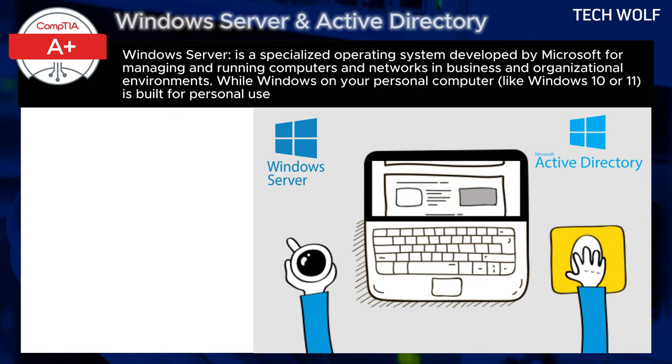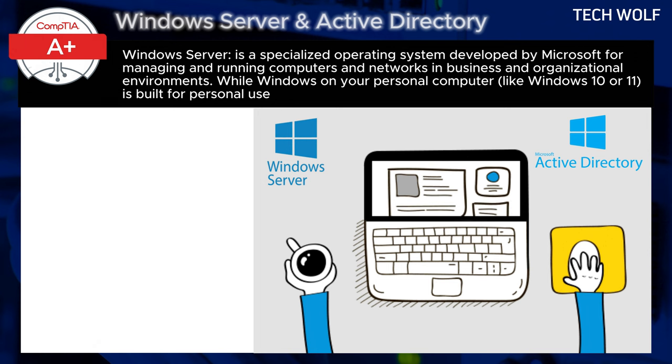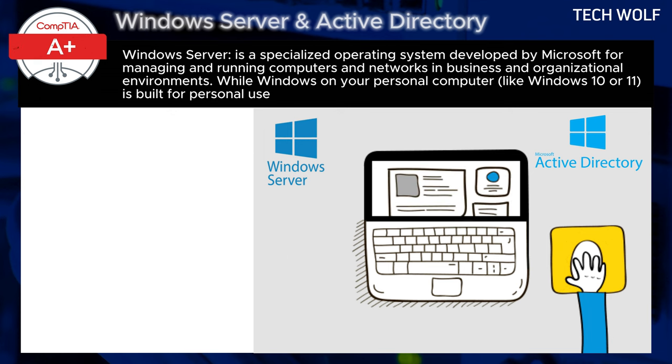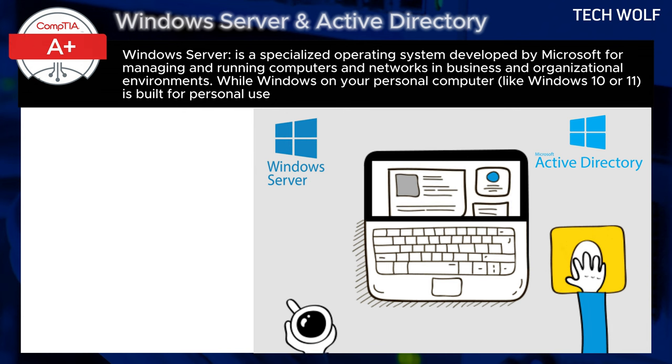And here is an example of how Windows Server is used in an organization. Imagine a large office where employees need access to shared documents, printers, applications, and secure internet connections. Instead of setting up each device individually, Windows Server can manage all these tasks from one place. Here's a simple breakdown of how it might work.